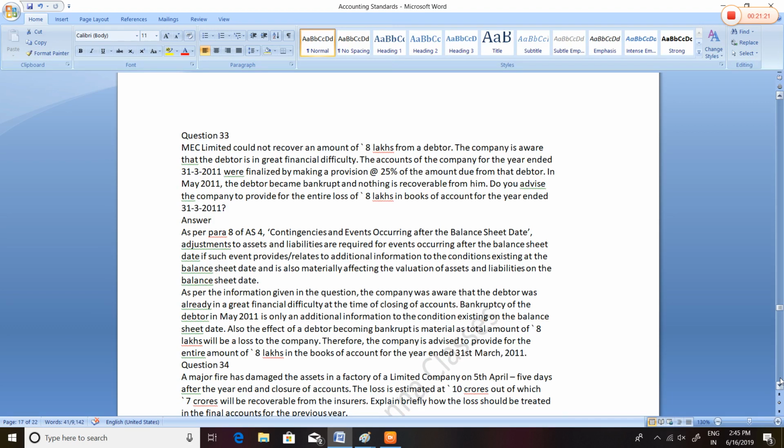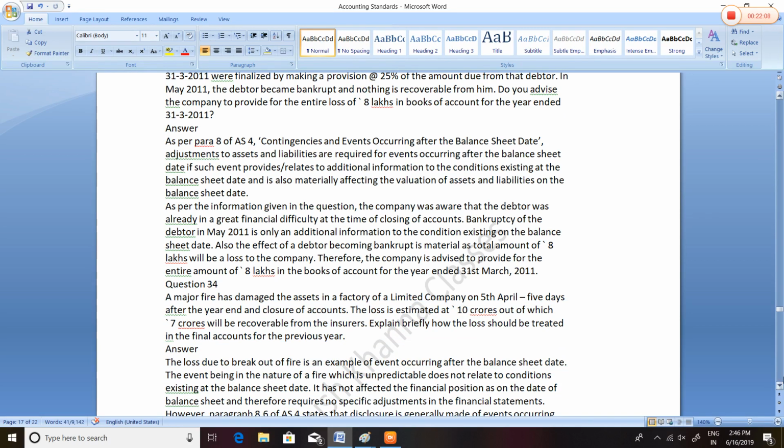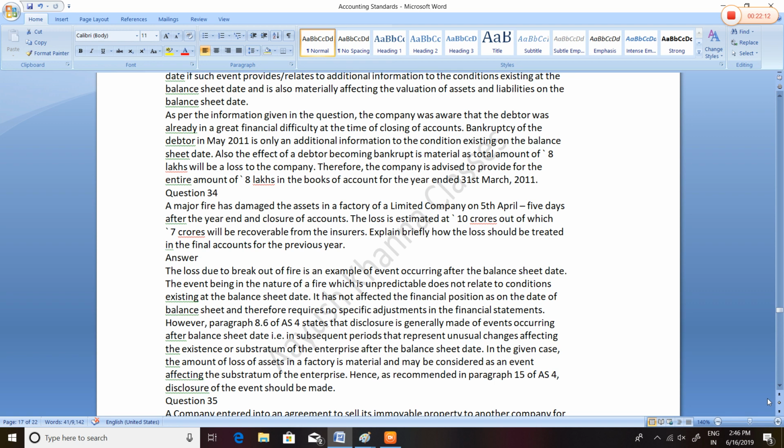Question number 33. A message Limited could not recover an amount of 8 lakhs from a debtor. The company is aware that the debtor is in great financial difficulty. The accounts of the company for the year ended 31st March 2011 were finalized by making a provision of 25% of the amount due from the debtor. In May 11, the debtor became bankrupt and nothing is recoverable from him. Do you advise the company to provide the entire loss of rupees 8 lakhs in the accounts for the year 31st March 2011? The full amount shall be recognized as it is an adjusting event. So we have kept a provision for doubtful debts, but the full amount of 8 lakhs will be recognized.